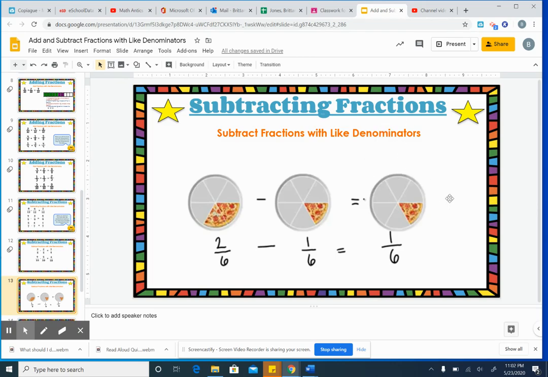Here we have a picture with some pizzas. We have 2 slices out of a pie that would have had 6 slices. So 2/6, and now we're going to take away 1/6. So 2 minus 1 is 1/6.